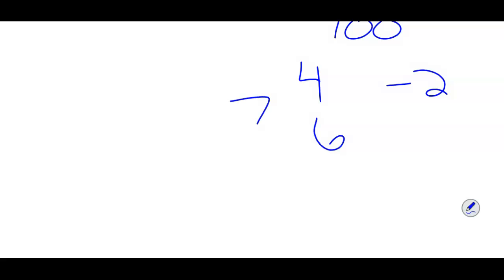Someone give me an integer. Maddie. 4. Good. Jason. 6. Maggie. -2. Brayden. 100. Lauren. 7. Patrick. 3. Sydney. -84. Lily. -23. -23. All right, I have one.